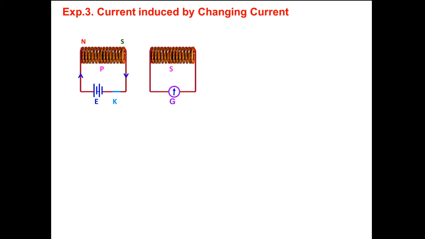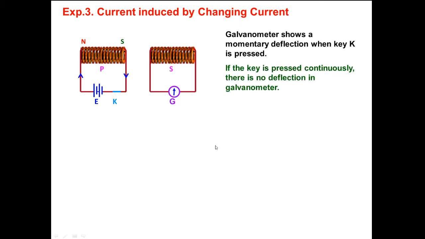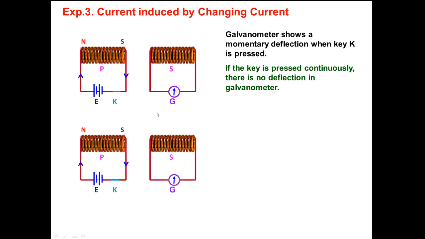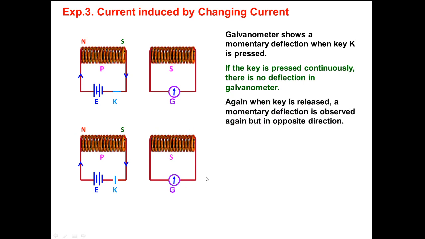But after some time, whenever the key is pressed, the galvanometer shows momentary deflection. If the key remains pressed continuously, then there is no deflection in the galvanometer. Again, see when it is off, there is a deflection in the galvanometer, but in the opposite direction. So we can say changing current in one coil induces a current in a nearby other coil.